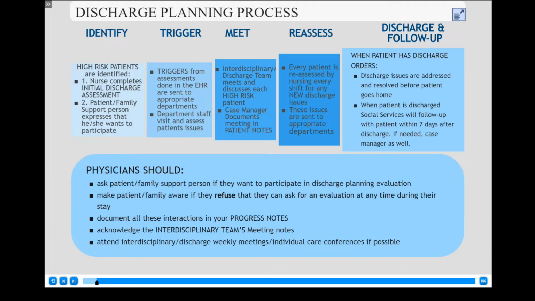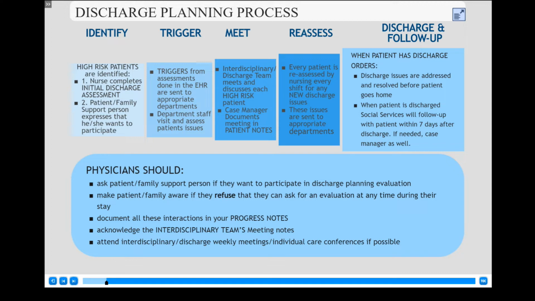This is our discharge planning process. First, we have to identify our high-risk patients for discharge planning. High-risk patients are identified when the nurse completes an initial discharge assessment upon admission, or the patient or family support person expresses that he or she wants to participate in the discharge planning evaluation. Next, triggers from the assessments done in the EHR are sent to appropriate departments. Department staff visit the patient and family and assess the patient or family discharge issues.